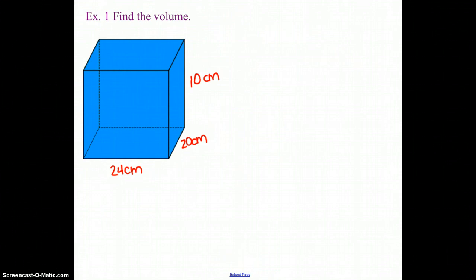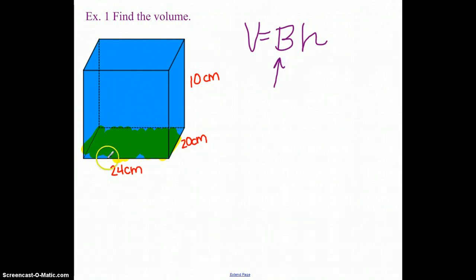So on something like this, first of all, I think it's important for you to identify the base. So my poor little handwriting there, I just wanted to identify that. Remember, my volume is the area of the base times the height. That means the area of the base would be 24 times 20. And my height would have to be this 10.